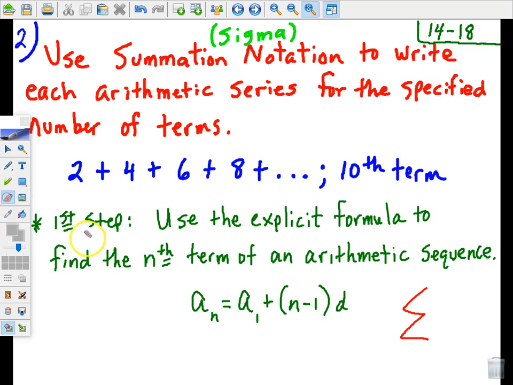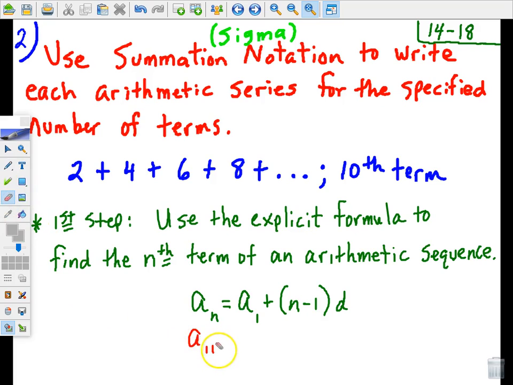Well, the first step is going back to a formula that we used back in section 11.2. We used this formula anytime we wanted to find, say, the 11th term of an arithmetic sequence. We just made n become 11. We had to know what the first term was. We had to calculate what the common difference was, plug all those numbers in, and we could have found the 11th term.